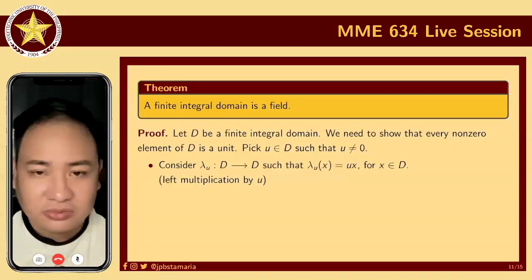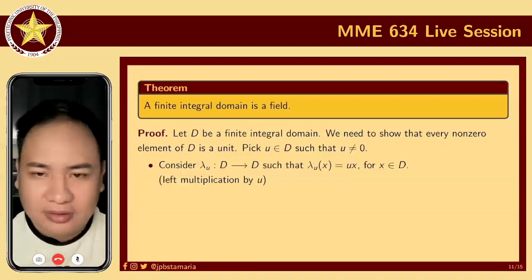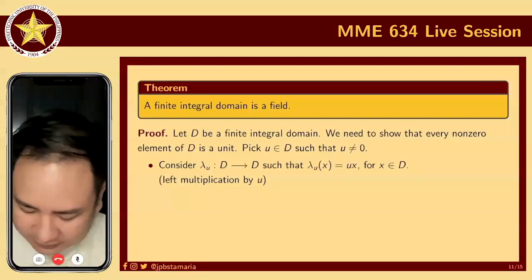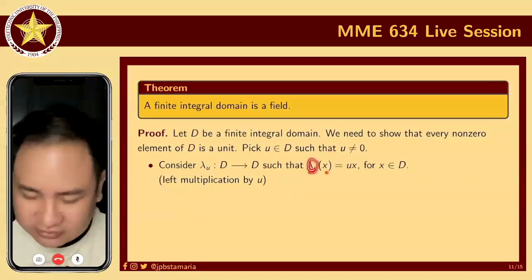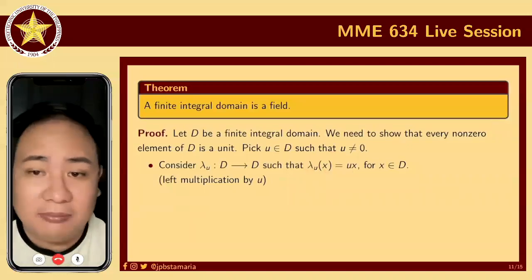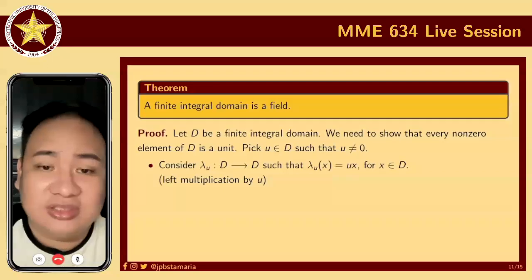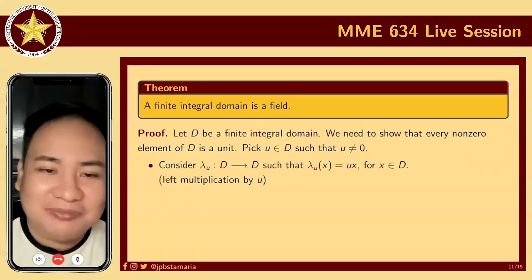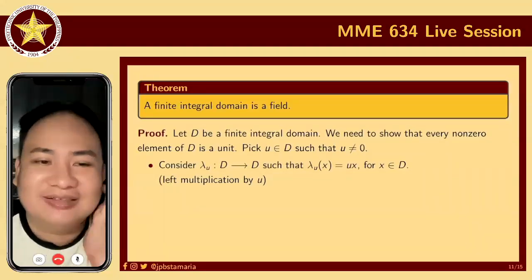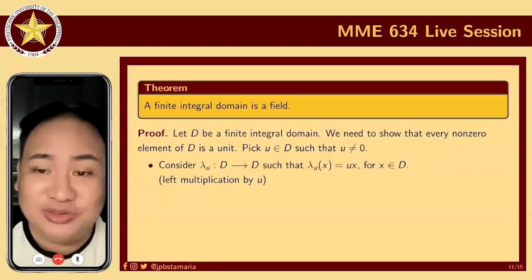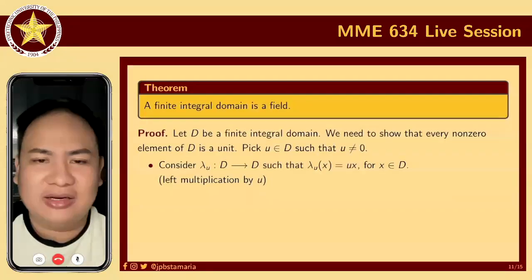Ano yung rule? Or ano yung formula? Ang formula ganito, pag nag-input ka ng X, ang gagawin ng lambda U sa X, imumultiply niya lang sa kaliwa by U. Kaya nga may parenthesis dito. Lambda U is just left multiplication by U. Alam niyo na ba't lambda ginamit ko? Kasi lambda U is just left multiplication. Anong ginagawa ng lambda U?